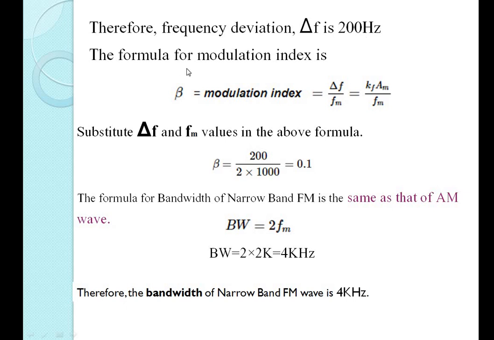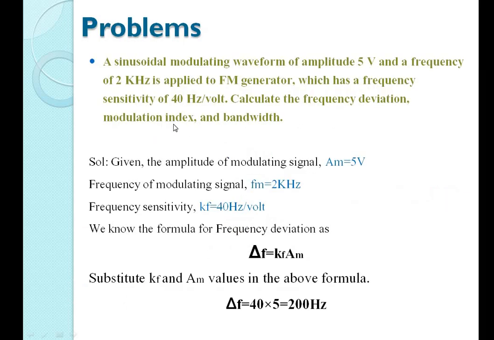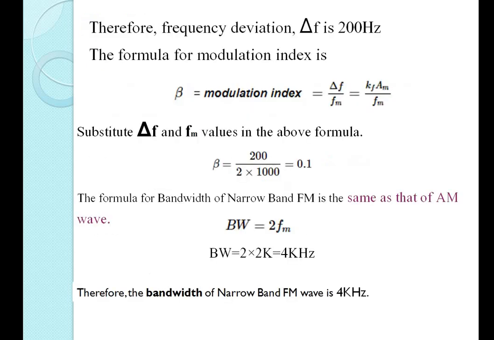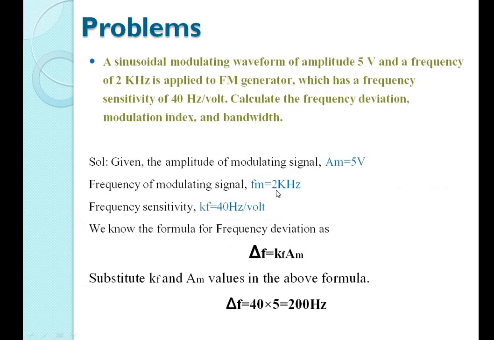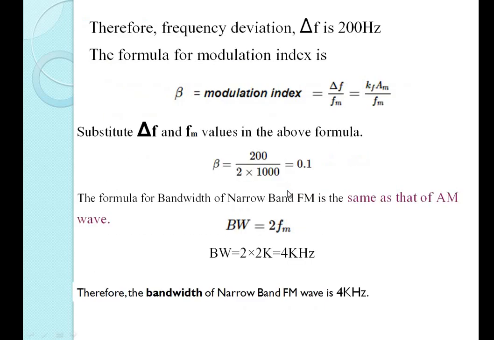You have to find the formula for the modulation index. How will you denote the modulation index in frequency modulation? That is given as beta. Beta, the modulation index, is equal to delta f by fm. What is fm? fm is your modulating signal's frequency. How much has it been given? 2 kilohertz. So substitute that value. You already got the delta f value, 200 hertz, divided by 2 kilohertz, that is 2 into 10 to the power of 3, so 2 into 1000. So the beta value that you are getting is 0.1, which means it is less than 1.